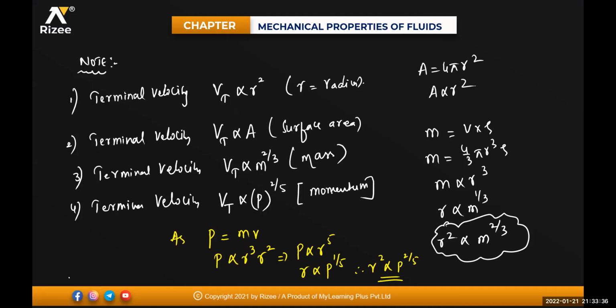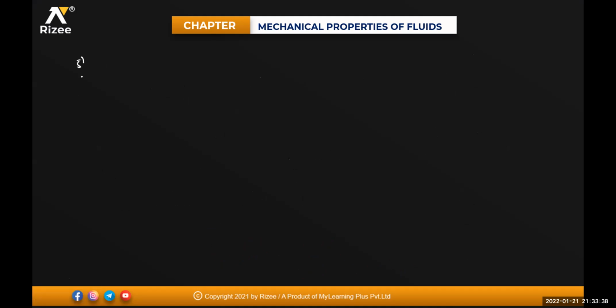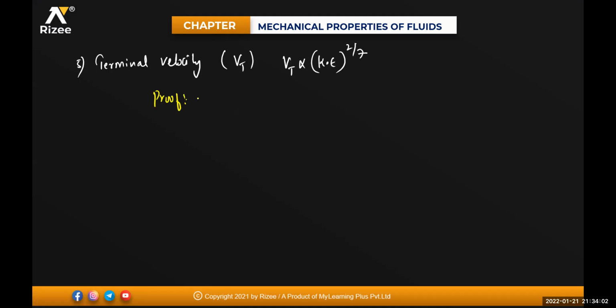Then the fifth one also you'll write once. Terminal velocity Vt is directly proportional to the kinetic energy to the power of 2 by 7. See how I got this one.